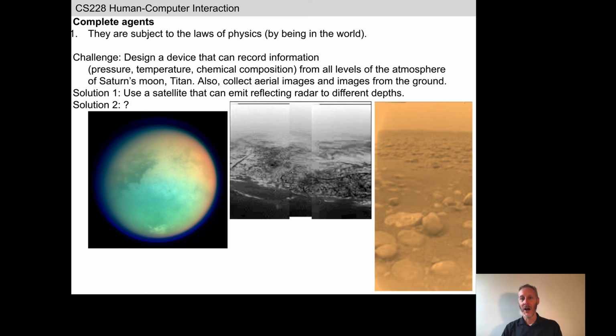Okay, obviously this is not a hypothetical situation. This actually occurred back in 2005. Does anybody remember what this probe actually was or was called? Any space geeks out there?